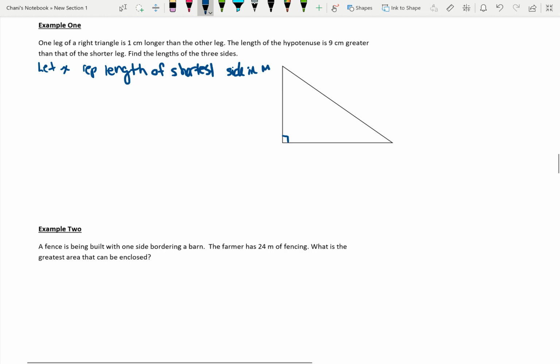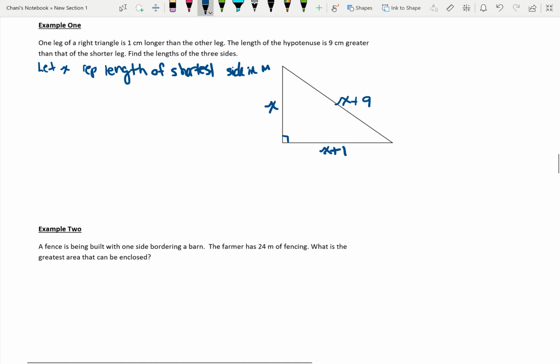It doesn't matter how accurate your diagram is. We can label this side as x. And then the other leg is x plus 1, since it's 1 centimeter longer. And our hypotenuse is 9 centimeters greater than the shortest leg, so x plus 9. Find the lengths of the three sides.